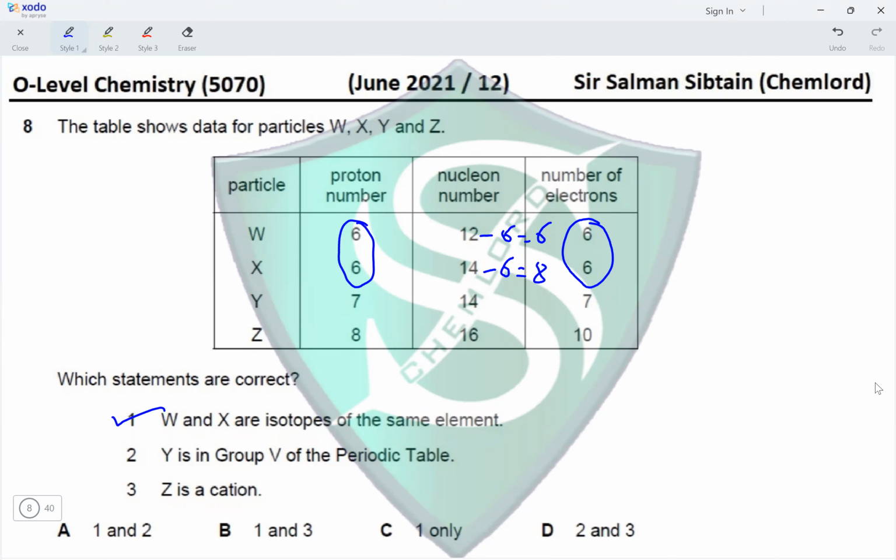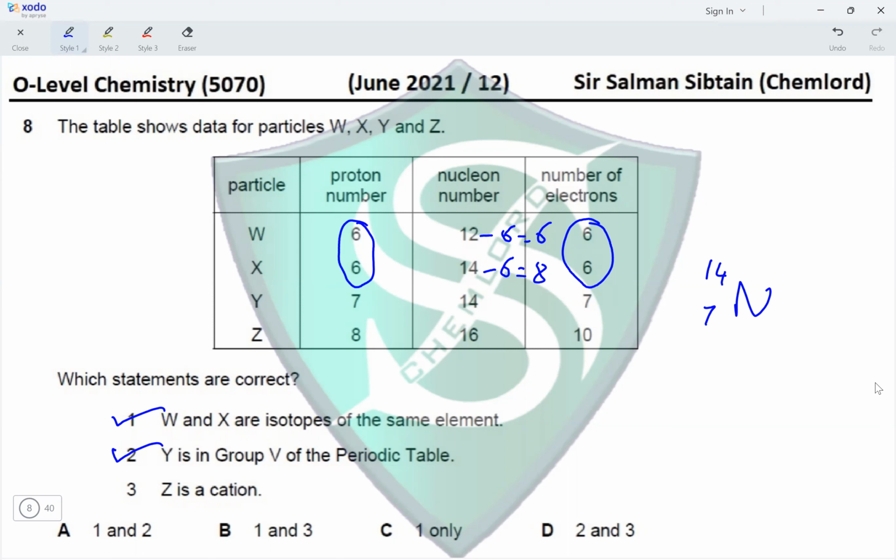Next, Y is in group 5 of the periodic table. If it is in group 5, we look at the periodic table, and in group 5 we have nitrogen that has a proton number of 7 and a nucleon number of 14, and nitrogen belongs to group 5. So statement 2 is also correct.